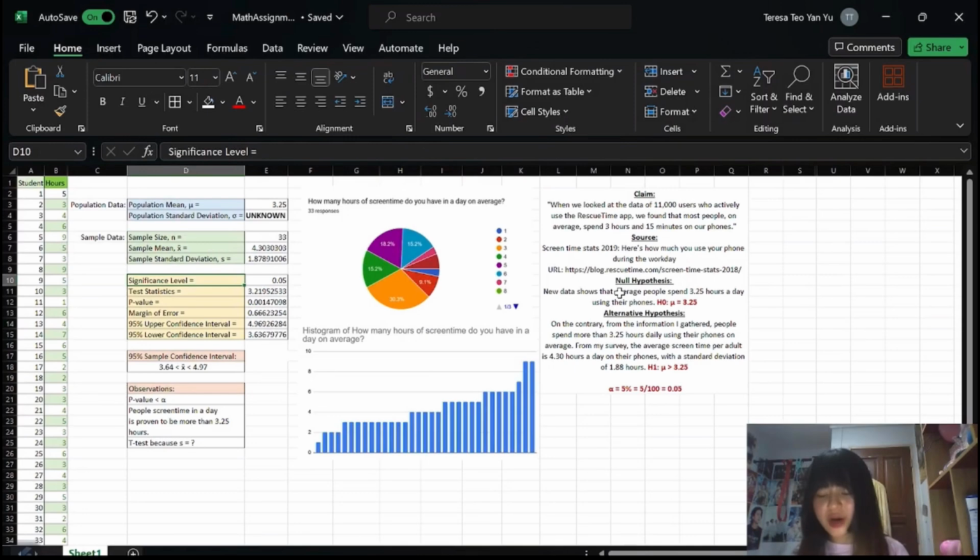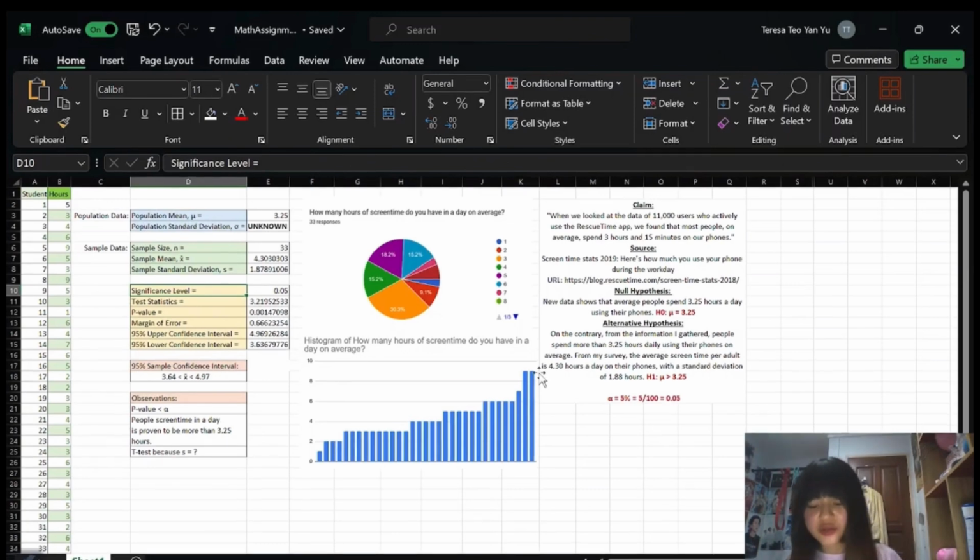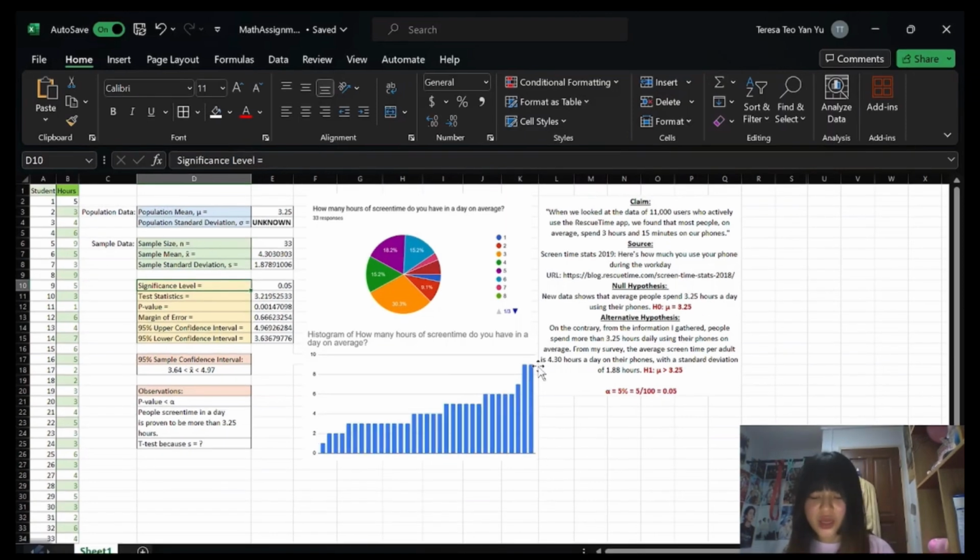And starting with possible outcomes, our null hypothesis is new data shows that average people spend 3.25 hours a day using their phones, making that 3.25 our null hypothesis mean value. And below we have the alternate hypothesis, which will point to a different outcome. In this case, the alternate outcome is that the mean value will be greater than 3.25, making it a one-tail test. The reason why I made it a right-tail test is that many people do work from home or require a screen to study, so I was honestly convinced that the average daily time would be higher.